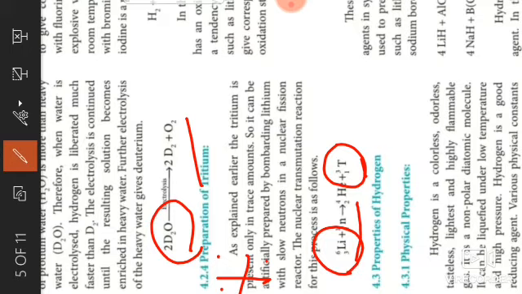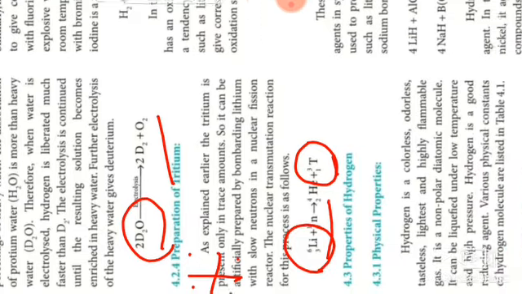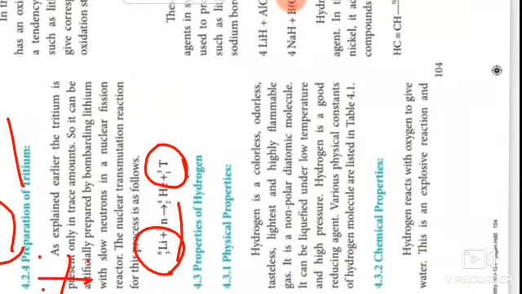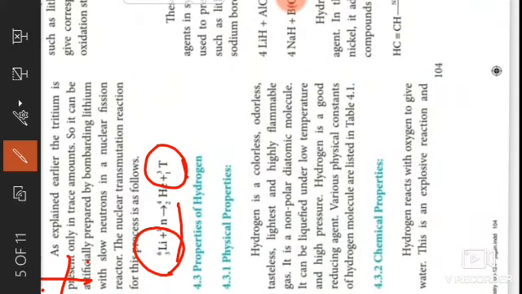Next one is, what are the properties of hydrogen? Hydrogen is a colorless, odorless and tasteless gas, the lightest and highly flammable gas. Hydrogen is a non-polar diatomic molecule, and that is the reason it can be easily liquefied under low temperature. Hydrogen is a good reducing agent. You already know that hydrogen is a good reducing agent.